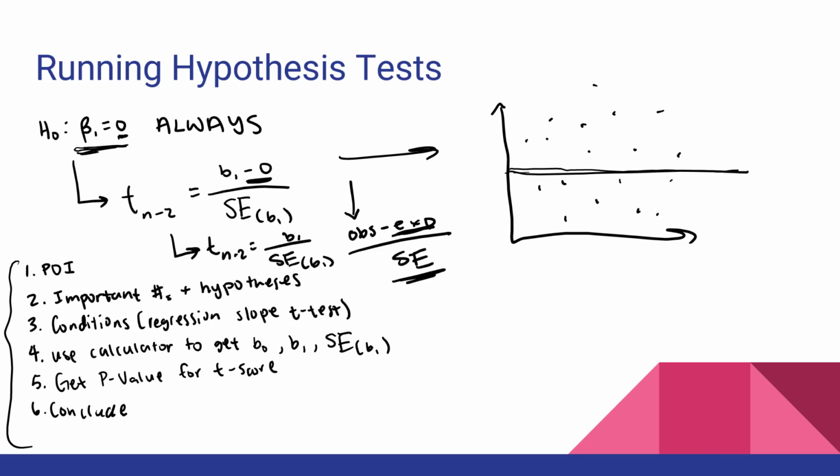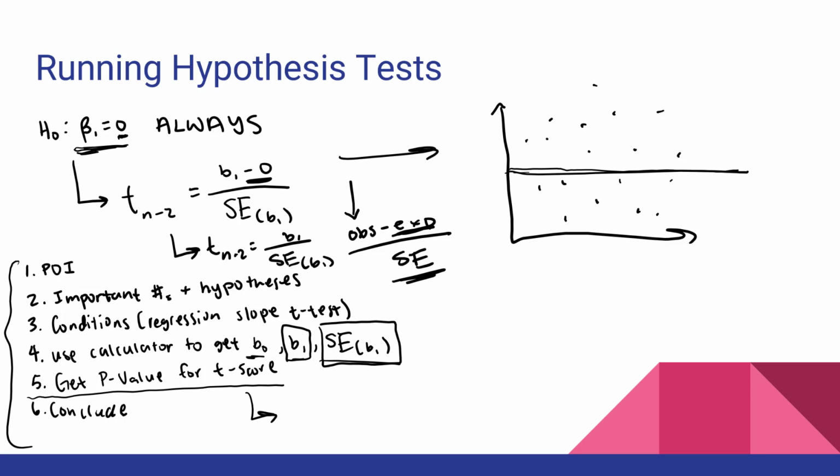The first thing is always to say what you're interested in finding. So what are you interested in doing linear regression on? Then you give your important numbers and your hypotheses, and do your conditions. So those are all the big long list of conditions that we did earlier. And then you use your calculator to get your intercept, your slope, and then your standard error for the slope. If you want to, you can also get your R value, but it's not necessary here. Then from your calculator, you got your b1, that is necessary for your t-score, and your standard error is also necessary for your t-score.